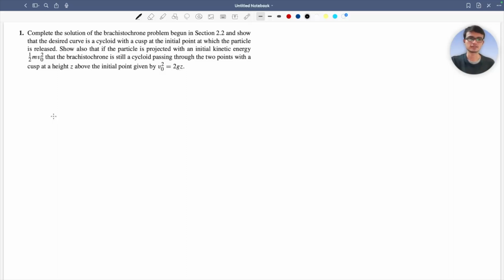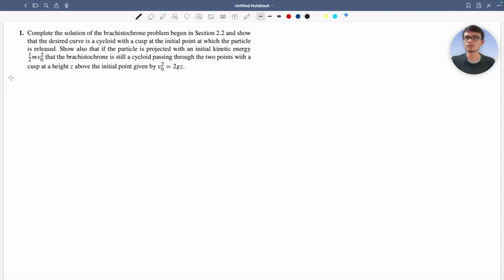This is actually a derivation from chapter 2 of Herbert Goldstein on classical mechanics. So let's see what this problem says. It's an instruction which asks me to complete a solution of the Brachistochrone problem that was given in section 2.2 and show that the desired curve is a cycloid, with the cusp at the initial point at which the particle is released, and show that if the particle is projected with the initial kinetic energy of half m v naught square, the Brachistochrone will still be a cycloid passing through 2 points with the cusp of height z above the initial point given by v naught square equal to 2gz.